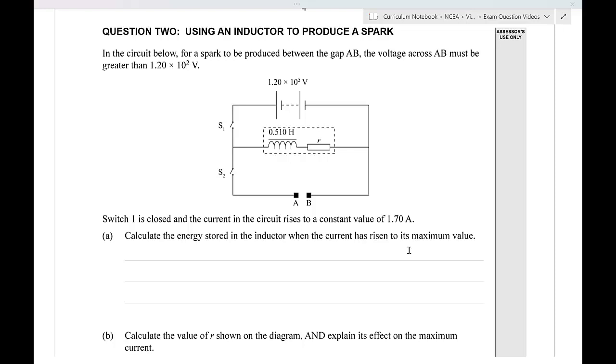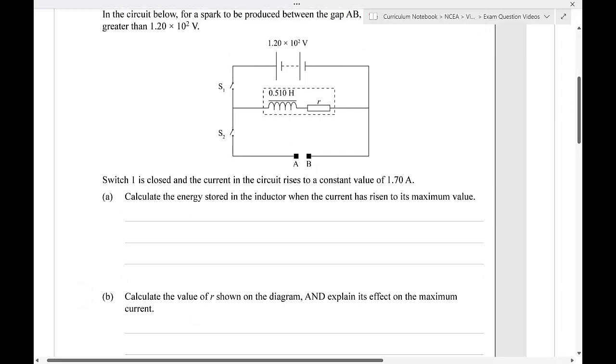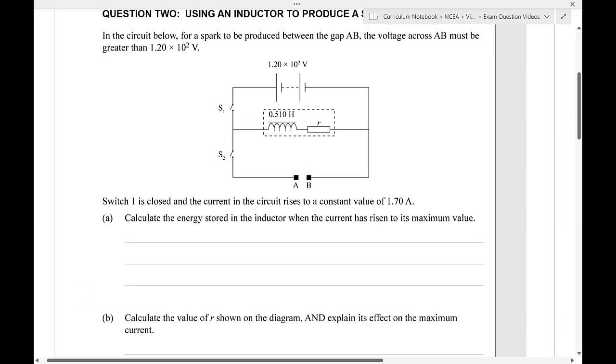Right, so this is a question called using an inductor to produce a spark. In the circuit below, for a spark to be produced between the gap AB, the voltage across AB must be greater than 1.20 times 10 to the 2 volts, or 120 volts. Switch 1 is closed, and the current in the circuit rises to a constant value of 1.7 amps. Calculate the energy stored in the inductor when the current has risen to the maximum value.